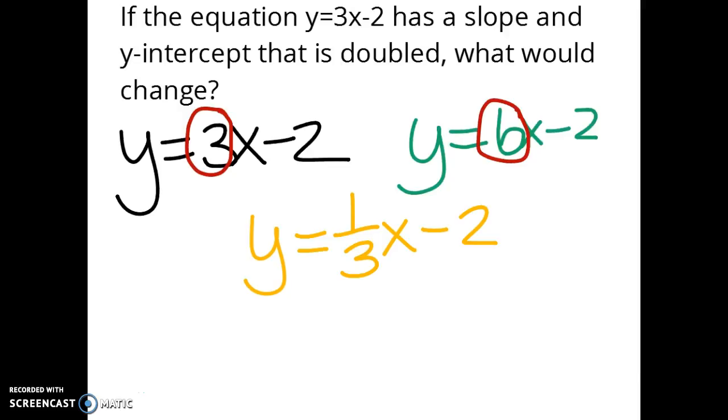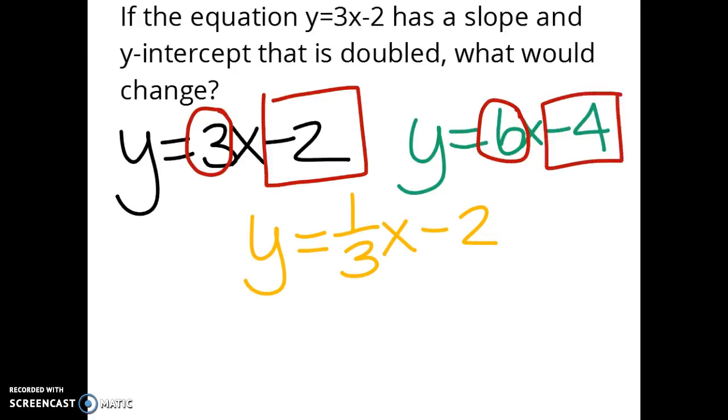Also, our y-intercept has changed. The y-intercept went from 2 to 4 because we have doubled it. So now that it's 4, notice that the graph shifted down an additional 2 steps. When the y-intercept is 0, the line is going through the origin. When it's -2, it's shifted down twice. And when we double that, it is shifted down even more to -4.